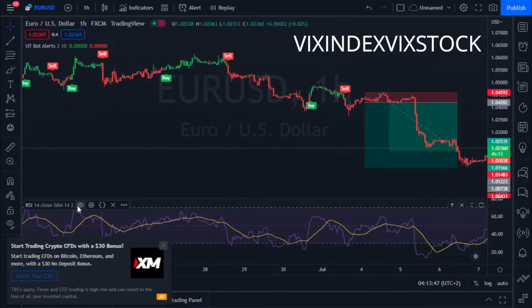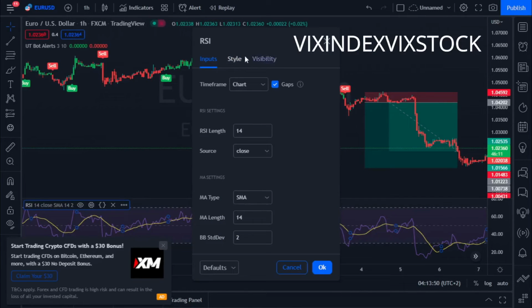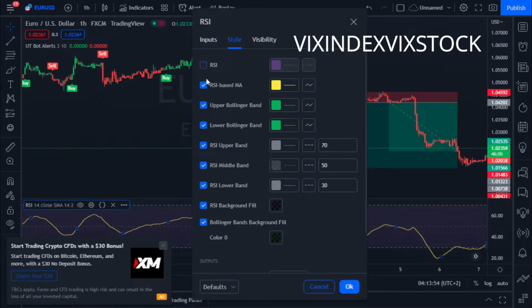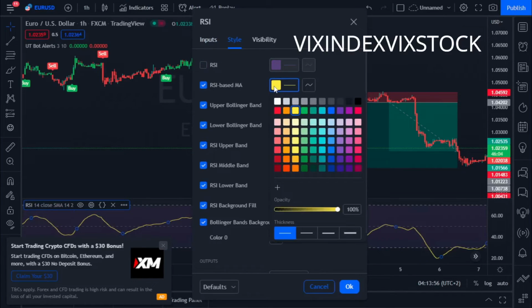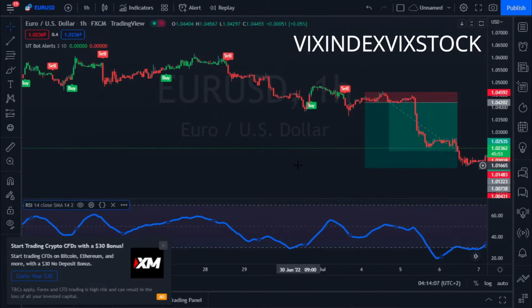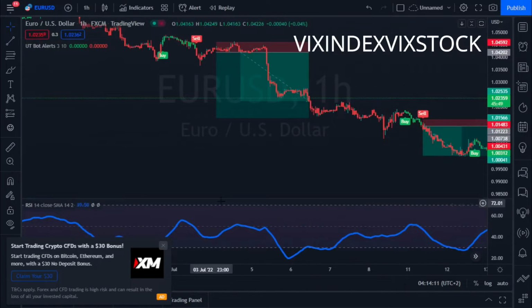What I love to do with my RSI is to just go in there, then I just want to remove that, and then I just want to keep this RSI based moving average. Maybe let's just make it that wide, and yeah. Now we have the makings of a good system.